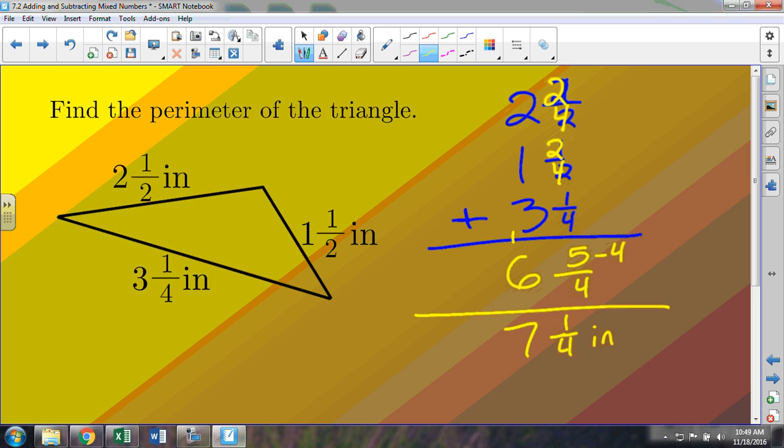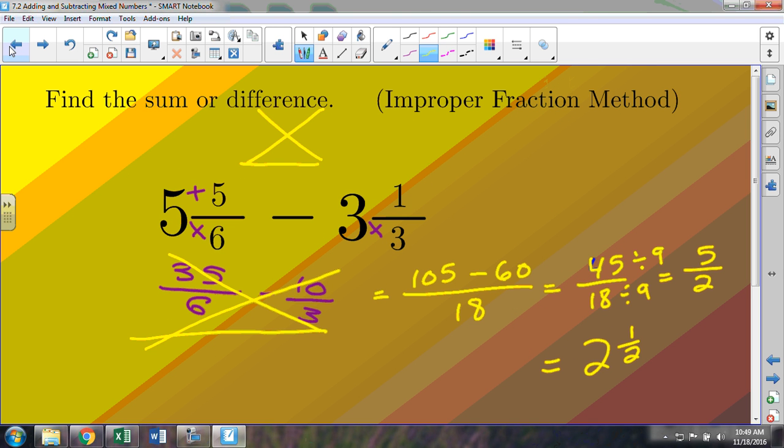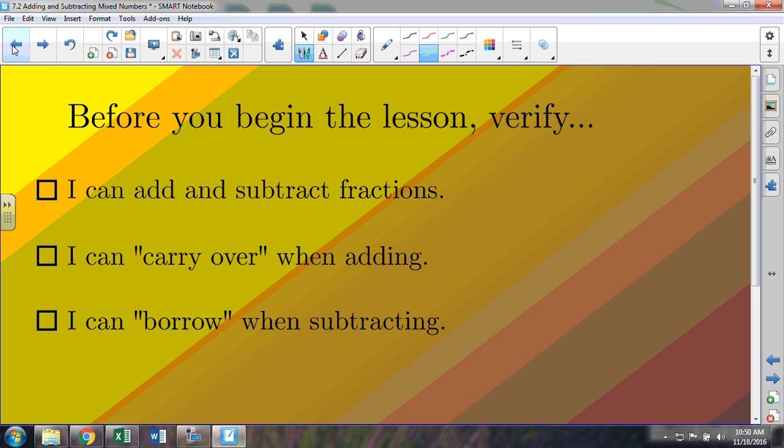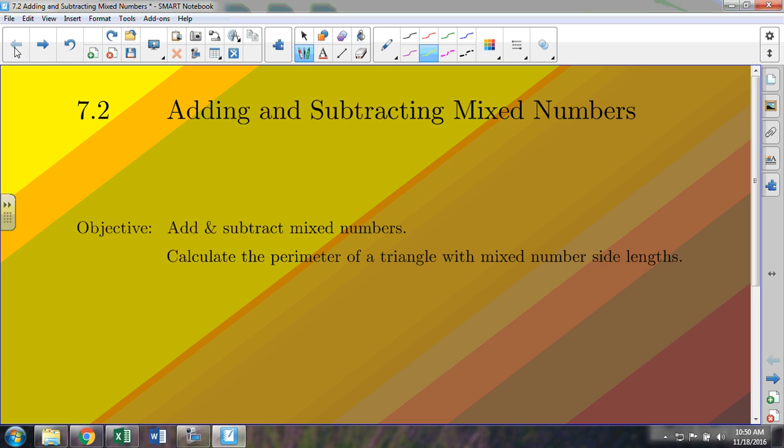Whether you choose to use this mixed number method or you choose to use the improper fraction method, it's entirely up to you. Both methods are valid, both of them are correct. It's just a matter of picking which one that you think is easier. Ultimately, though, whichever method you choose, make sure that you can accomplish the objective. Can you actually add and subtract to get a correct answer simplified in its mixed number format? And would you be able to do that in the context of calculating perimeter or in any other word problem context? As long as you can meet those two objectives, we're good to go.